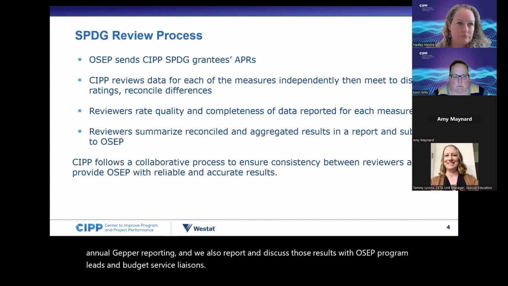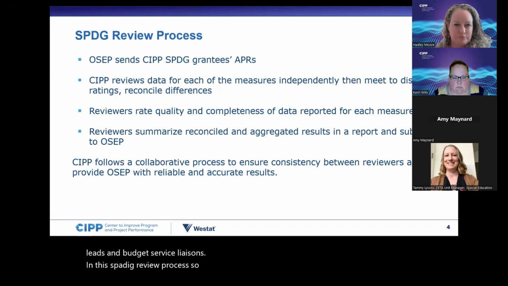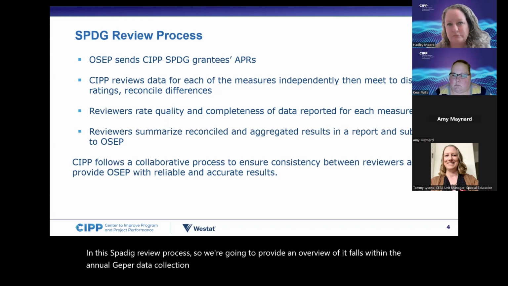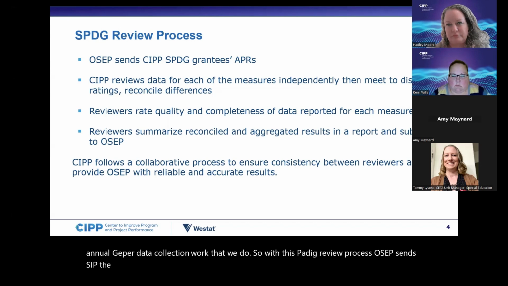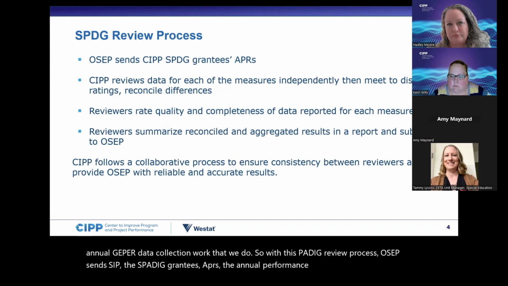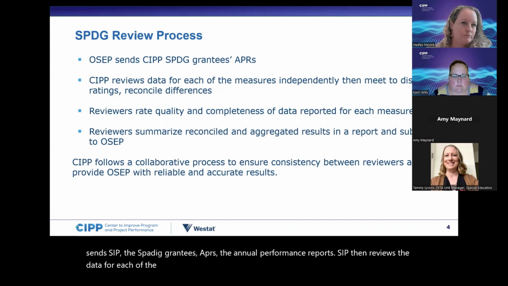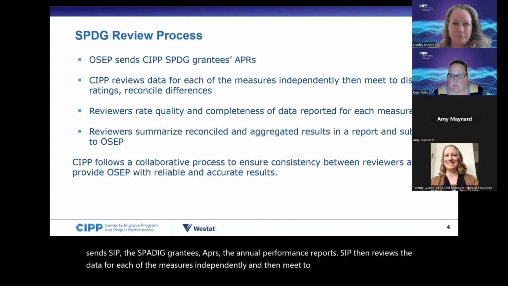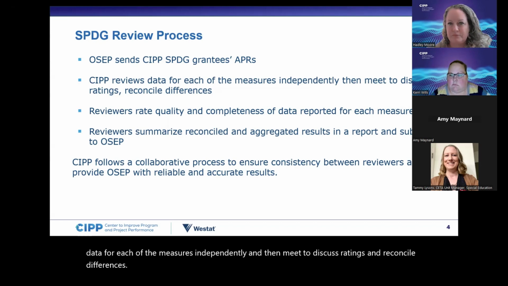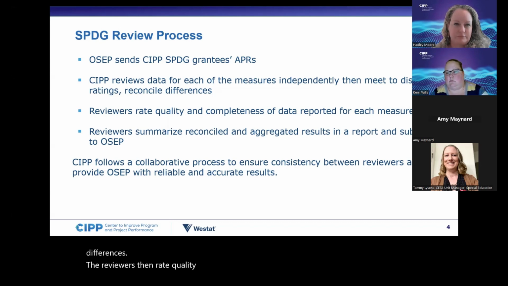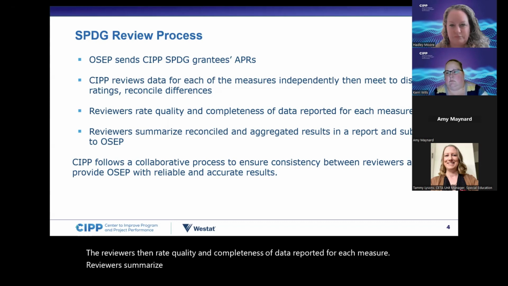In this SPDG review process, we're going to provide an overview of it. It falls within the annual GPRA data collection work that we do. With the SPDG review process, OSEP sends CIPP the SPDG grantees' APRs, the annual performance reports. CIPP then reviews the data for each of the measures independently and then meets to discuss ratings and reconcile differences. The reviewers then rate the quality and completeness of data reported for each measure. Reviewers summarize reconciled and aggregated results in a report and submit that report to OSEP.